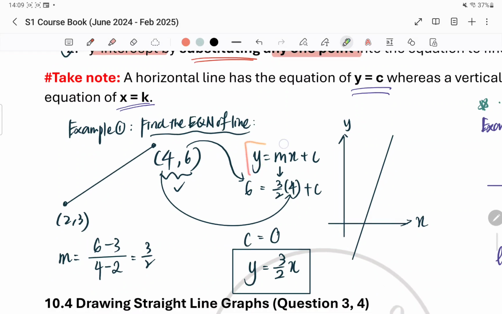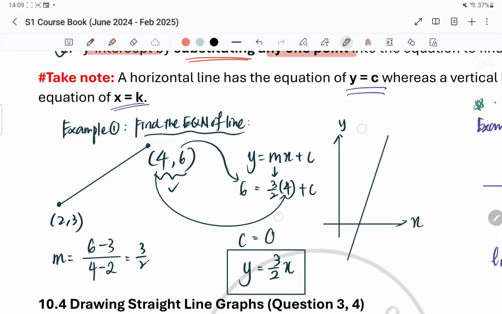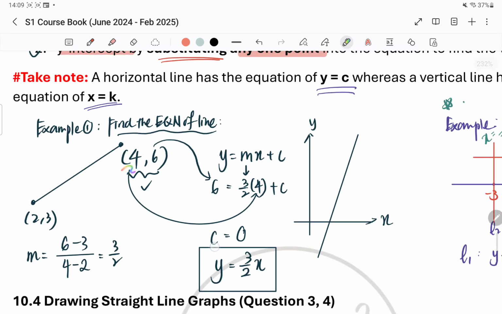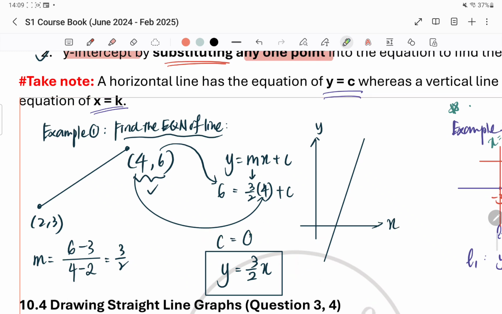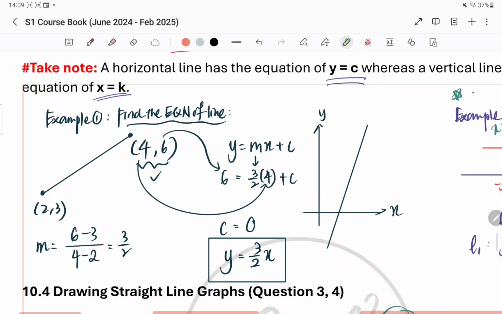So I put into y = mx + c, which is the general equation. I take one point, let's say (4, 6). So 6 = 3 over 2 times 4, plus c. You substitute 4 into it, and can you see the entire equation is now only left with one unknown, which is c, the y-intercept. From here, I find that c equals 0. If c equals 0, behind you just add 0, so there's nothing else. So your equation is y = 3 over 2 x.